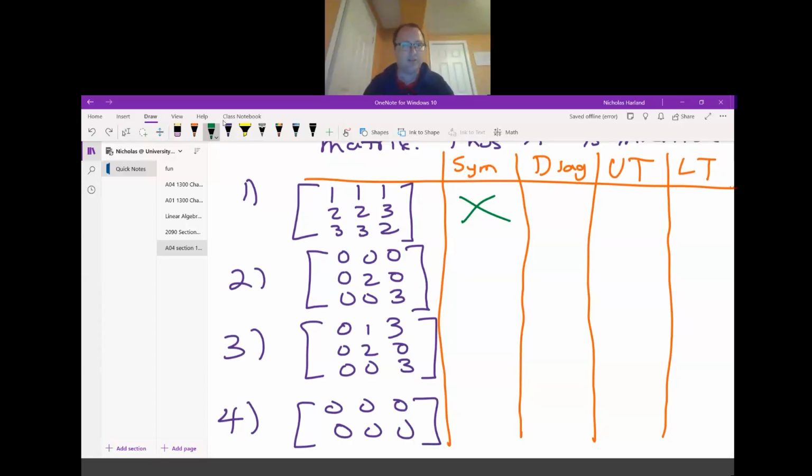All right, any questions on what it means to be symmetric, either for the first example or just in general, before we whip off the next three? All right, second matrix, symmetric or not symmetric?